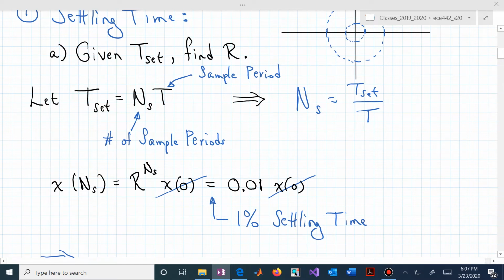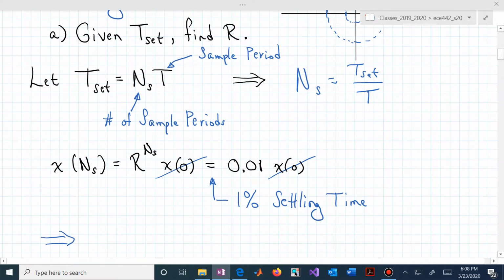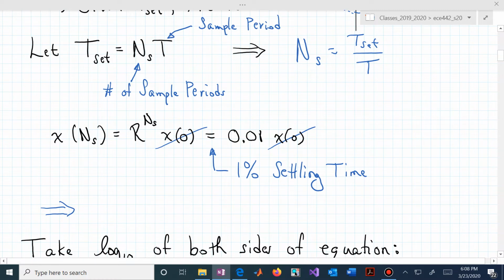of x at time n sub s, and again we're looking at this single time constant system where r is our time constant. We're trying to find what's the radius r, the distance away from the origin in the z-plane. r raised to that number of samples times the initial condition needs to equal 1% of where you started, and that's where this 1% settling time comes from. The initial value really cancels itself out, so it doesn't matter what that is, and we can now solve this for r: r to the n sub s is equal to 0.01.